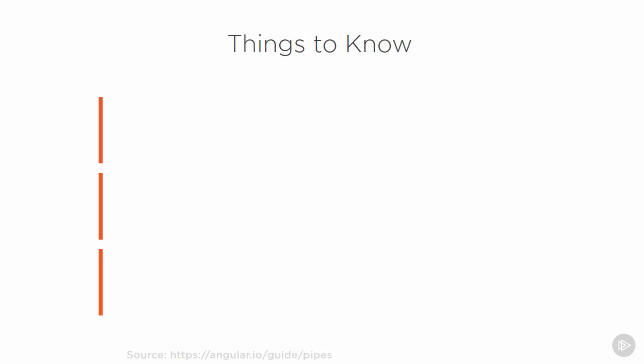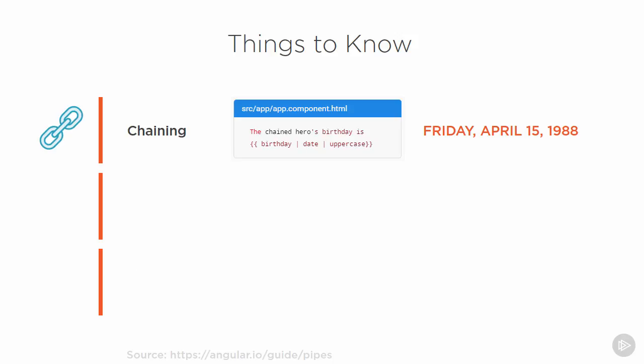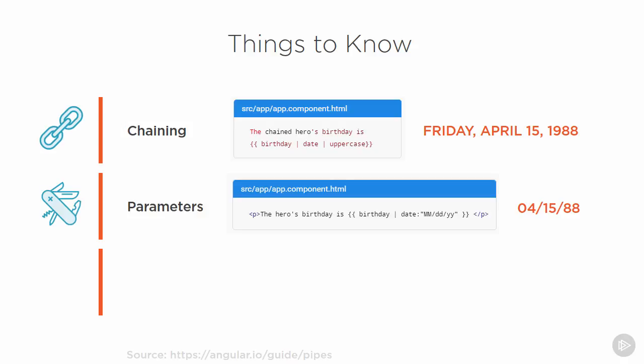Just a couple of things to know about pipes. They're chainable, so you can use multiple simultaneously. In this example, we're using the date and uppercase pipes to produce the final output. Second, pipes can accept parameters. In this second example, we pass a format string to the date pipe to control how the date is formatted for display. Pipes can take multiple parameters too.